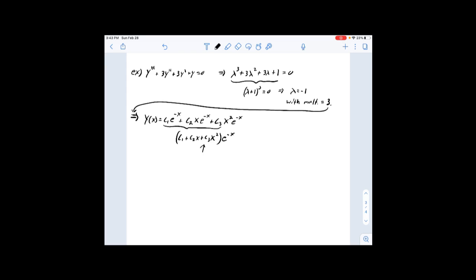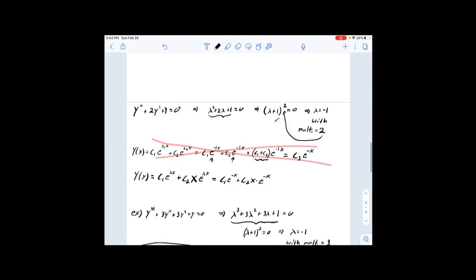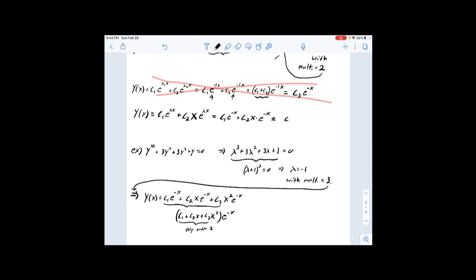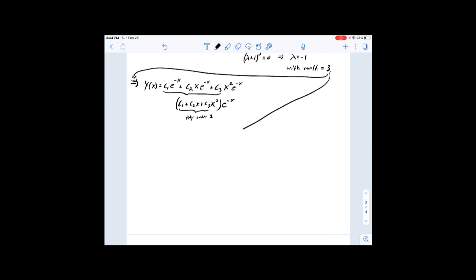So this is sometimes how it's written. So you can see the multiplicity of 3 comes in the order of this polynomial. So this is a polynomial of order 2, right? Because the highest power is 2. And then in the last case up here, we could write this as c1 plus c2 x times e to the -x. So this is again a polynomial of order 1. So the polynomial order right here, like the coefficient in front of your e to the lambda x term, is just going to equal the multiplicity minus 1 of your lambda.